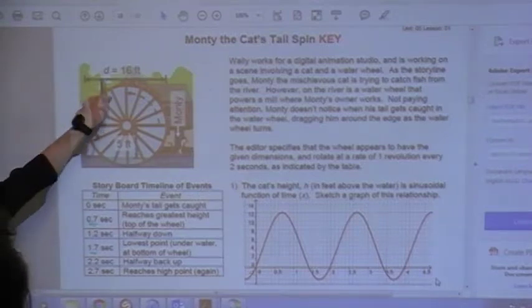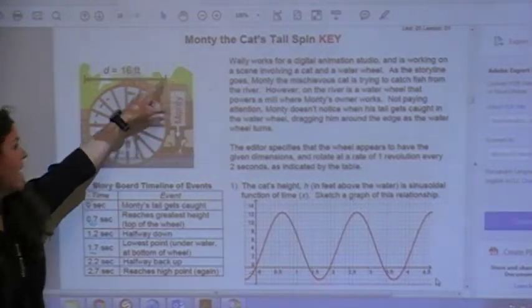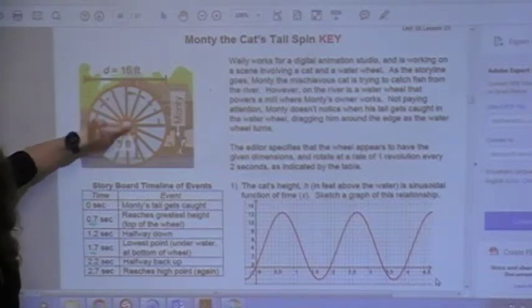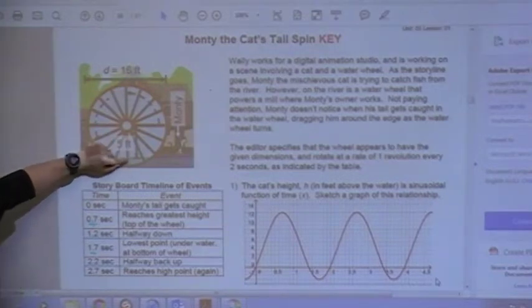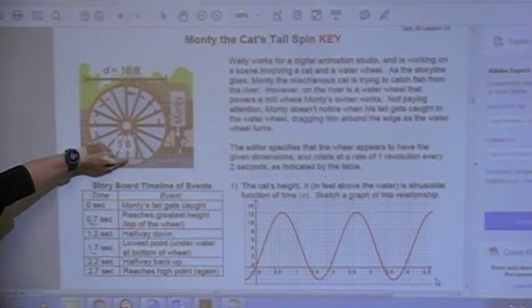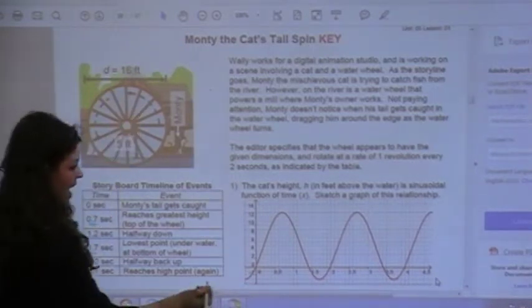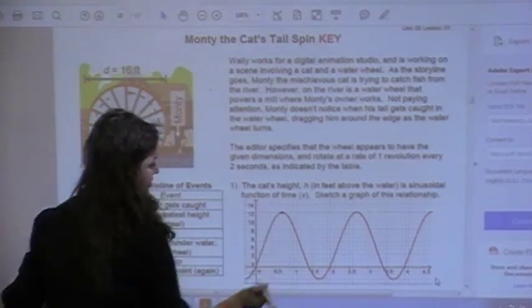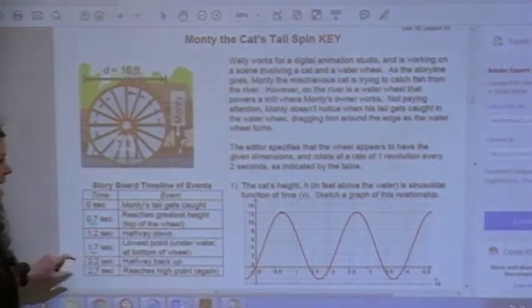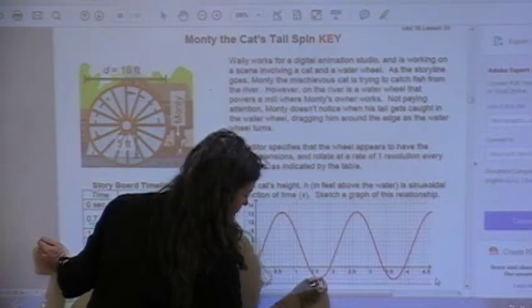Well, the diameter of the wheel is 16, which means it's still 16 this way, and 3 feet of it's underwater. So that means my highest point would be 13. So at 0.7, I have my highest point. So I put a dot there. And then at 1.7, I have my lowest point.